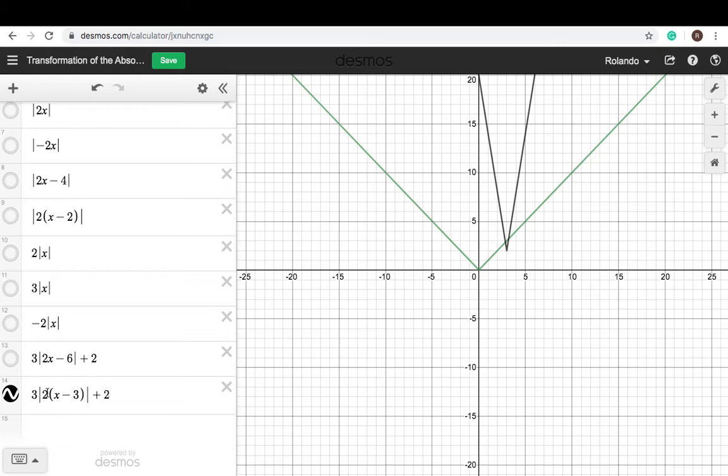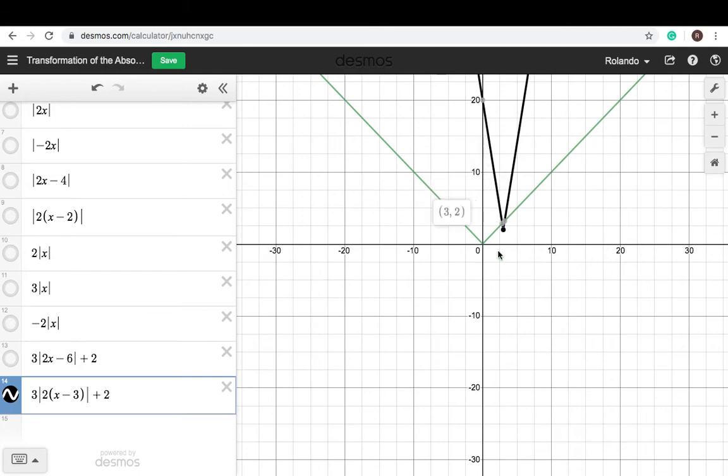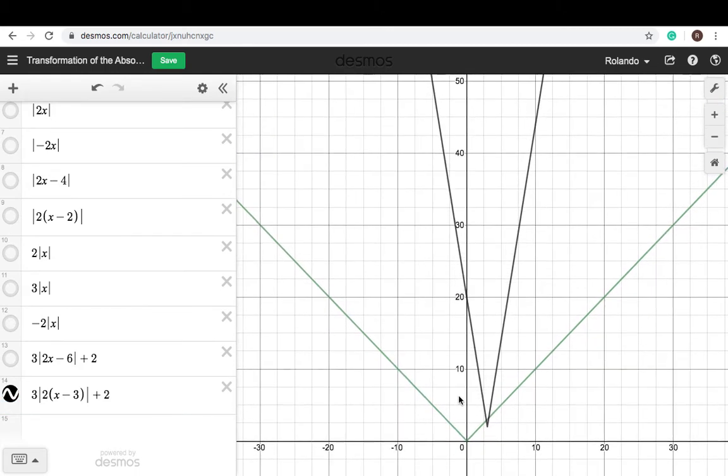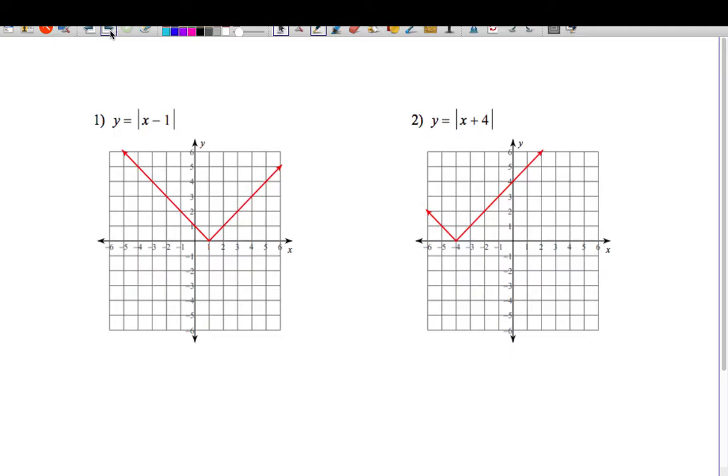And then these two result in the horizontal squeeze. That's why the graph is narrower than the parent function. And then this positive 3 results in a vertical stretch. Thereby, the resulting graph now is this narrower graph. So let's do some examples here.